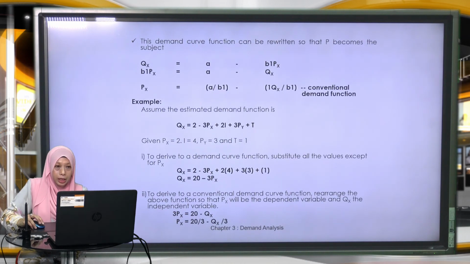Now, Qx, you bring it to the other side and it becomes -Qx. Then we divide both sides by 3. So you end up getting Px = 20/3 - Qx/3. This is what we call the price function or conventional demand curve function.